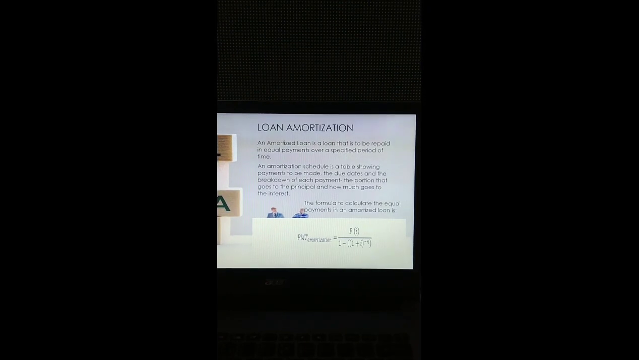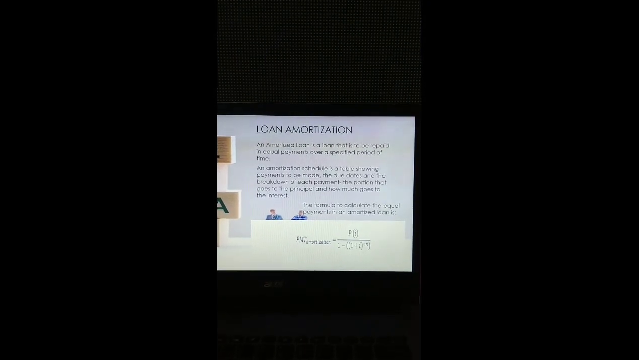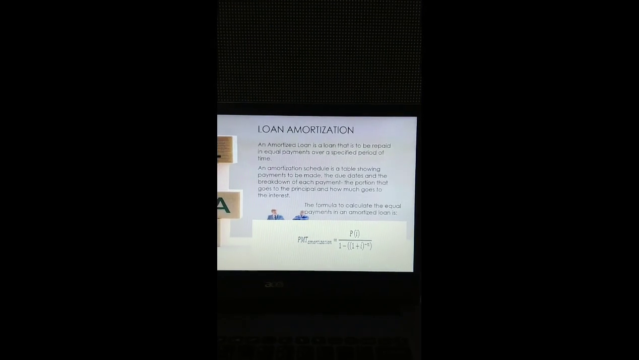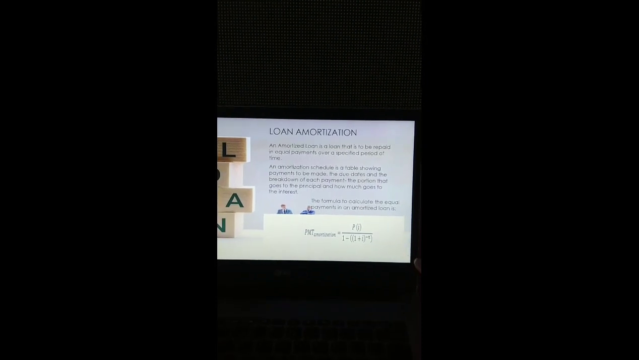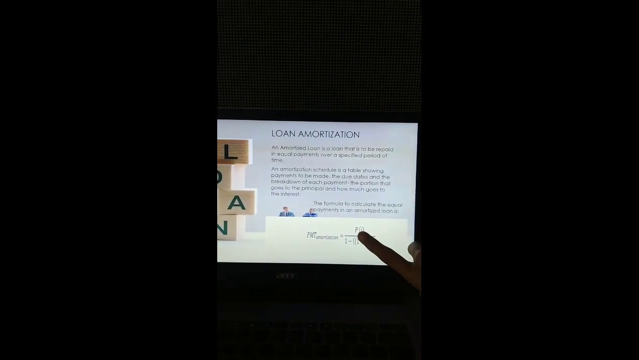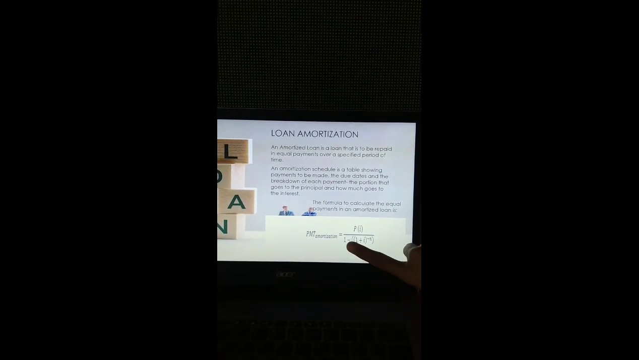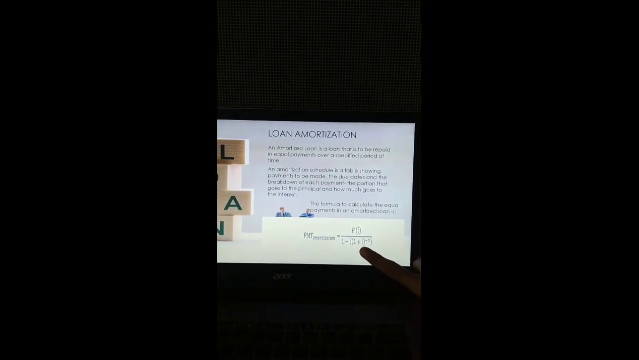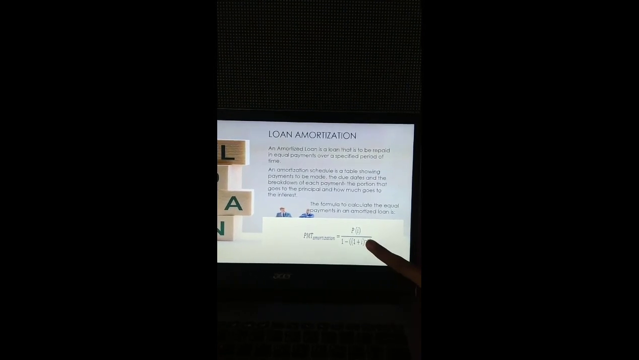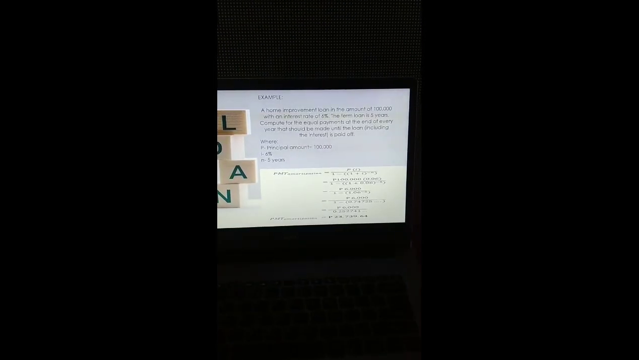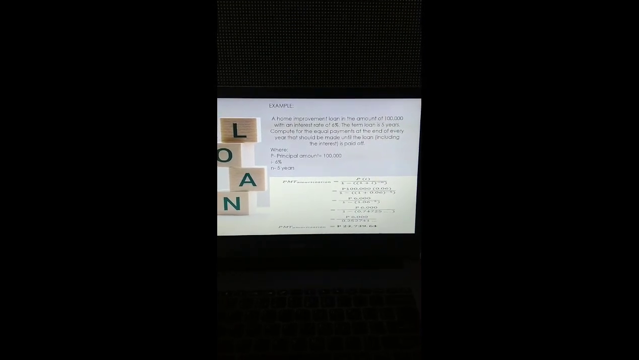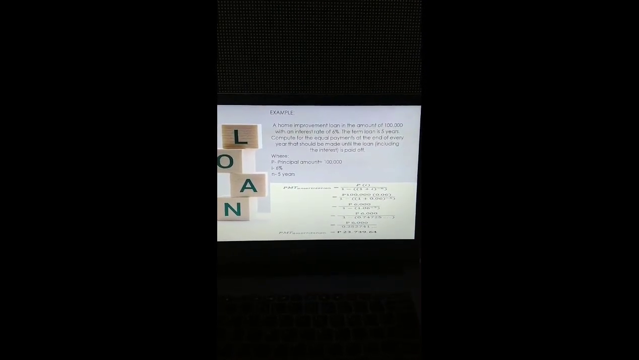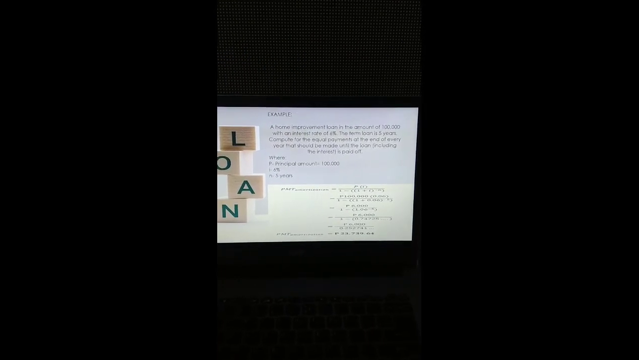When we say amortization, an amortization loan is a loan that is to be repaid in equal payments over a specific period of time. So, the formula to calculate the equal payments in an amortized loan is PMT amortization, I is the interest, and 1 minus parenthesis 1 plus I, which is the interest, raised to the period of time. For example, a home improvement loan in the amount of 100,000 with an interest rate of 6%, the loan term is 5 years. Compute the equal payments at the end of every year that should be made until the loan, including the interest, is paid off.